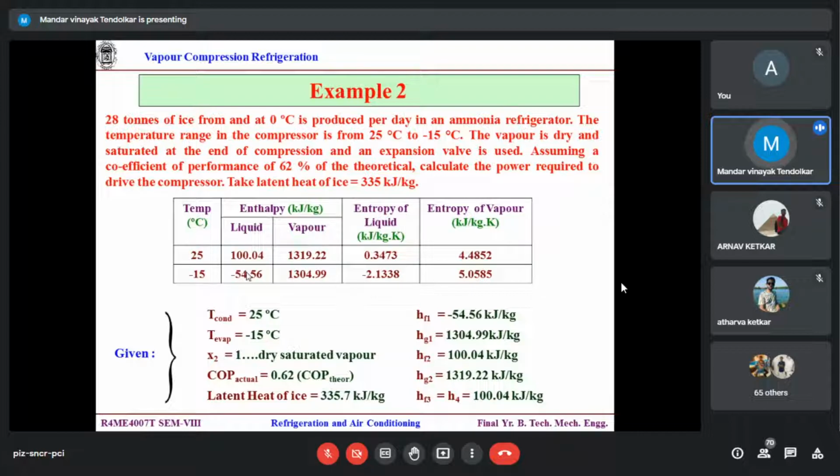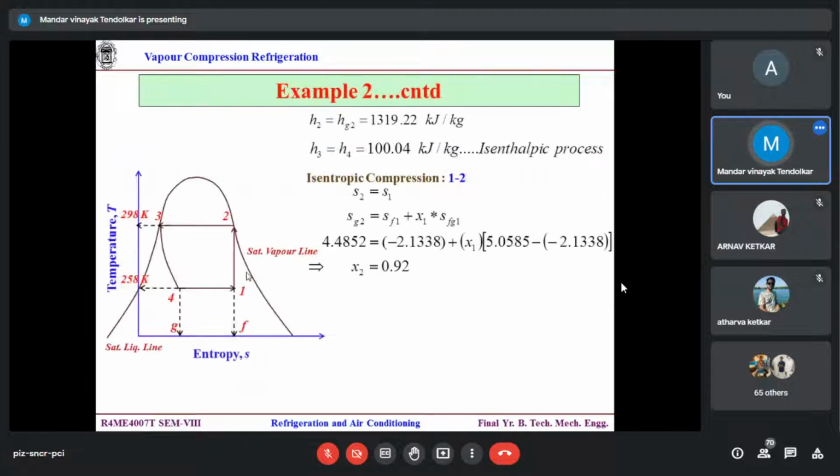I overlooked it. That's why I showed you the chart in the table also. Minus 54 enthalpy means what? It is measured with some particular reference. Correct? You calculate the H1 value. Is the calculation correct?